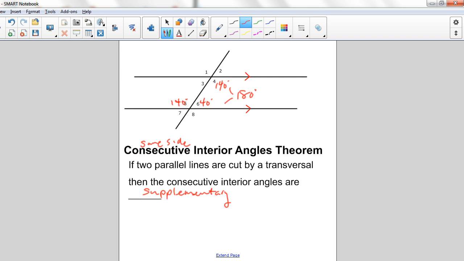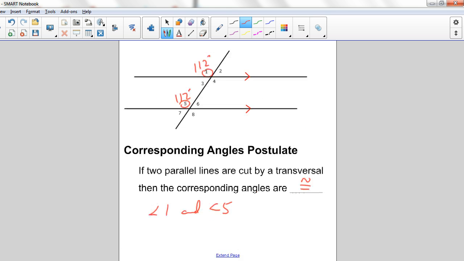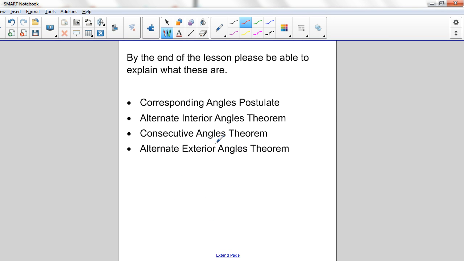That's basically it. So in your notes, you should say what all four of these postulates and theorems are. Corresponding angles: when two parallel lines are cut by a transversal, they are congruent. Alternate interior angles: when two parallel lines are cut by a transversal, they are congruent. Consecutive interior angles theorem: when two parallel lines are cut by a transversal, they are supplementary. And alternate exterior angles: when two parallel lines are cut by a transversal, they are congruent. So it's congruent, congruent, congruent. This one is supplementary. And that's basically all you need to know for tomorrow.